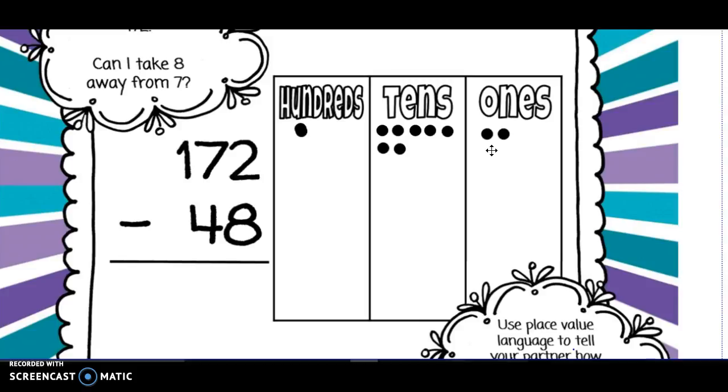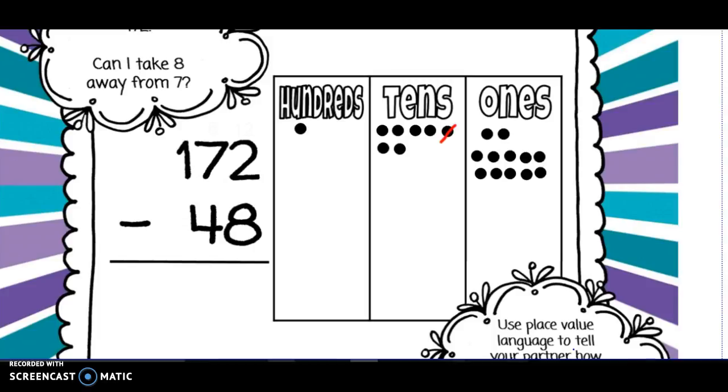What I know that I can do is I can take away 1 ten and unbundle it or decompose it into 10 ones and put those 10 ones in my ones place. Pause your video, decompose your 1 ten and add the 10 ones in your ones place. Press play when you're ready.